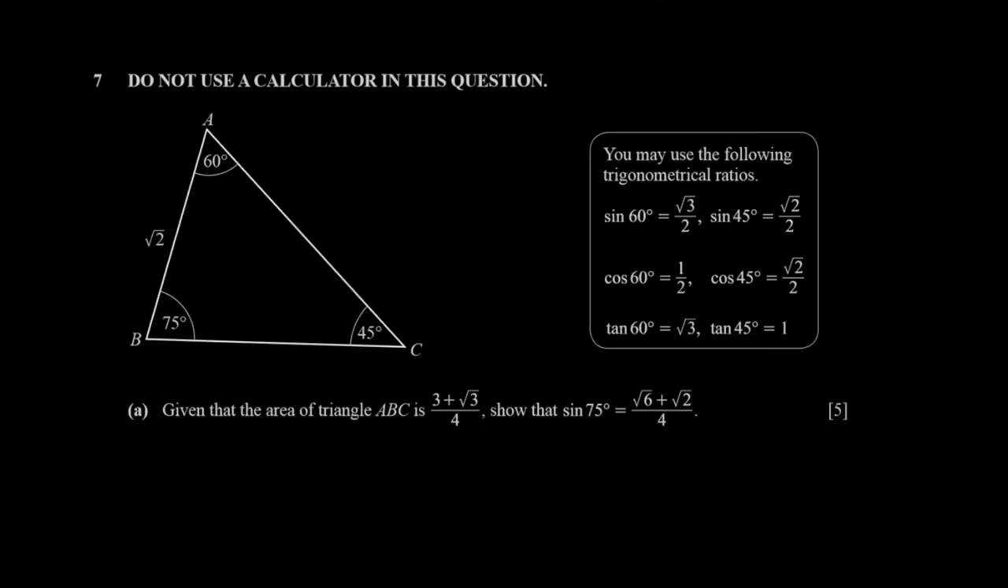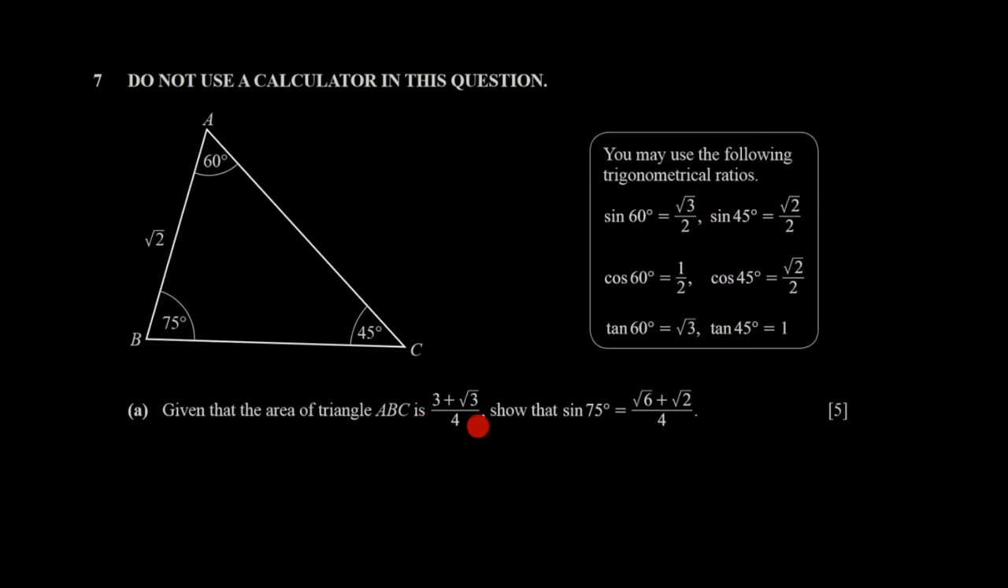Okay, so here we are in question 7, which is the third question. We are told not to use a calculator. That means that you need to show all of your working very, very thoroughly. Okay? All right, now given that the area of this triangle is 3 plus root 3 upon 4, we want to show that sine 75 is equal to that thing there. Now, how can we get the area of a triangle? We can use the formula, a half ab sine C. So in this particular case, we want to use sine 75, don't we? So the area of this triangle is going to be a half this length times that unknown length times sine 75.